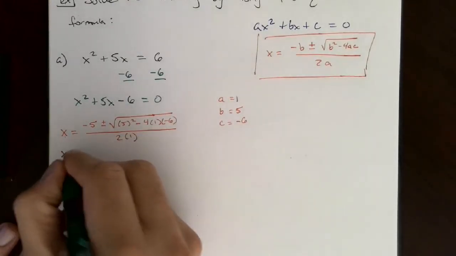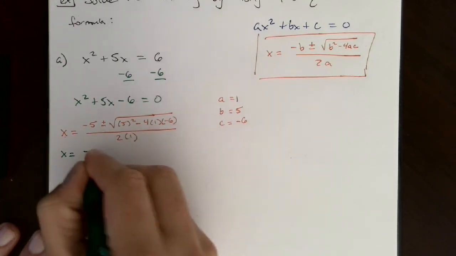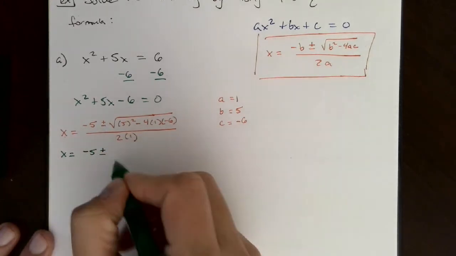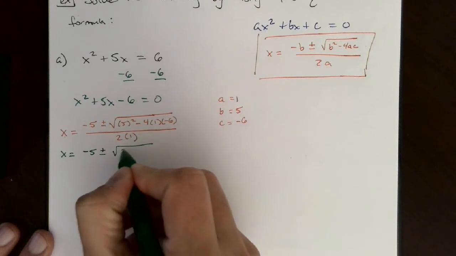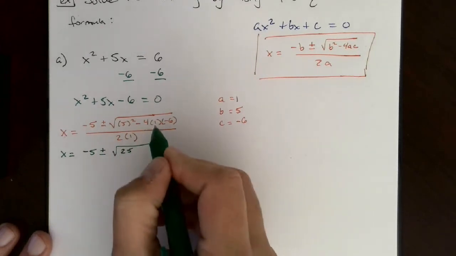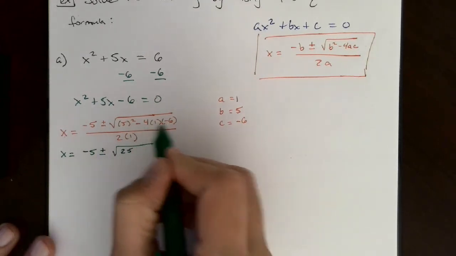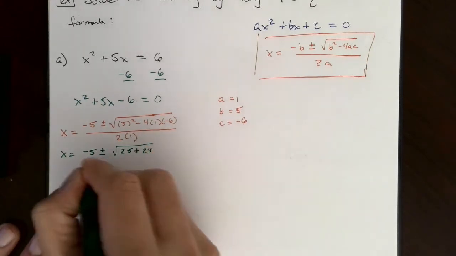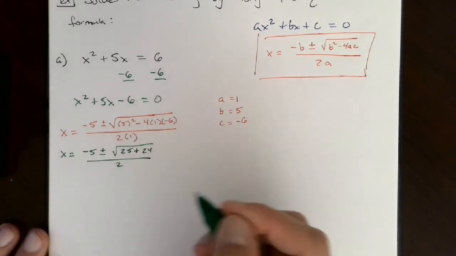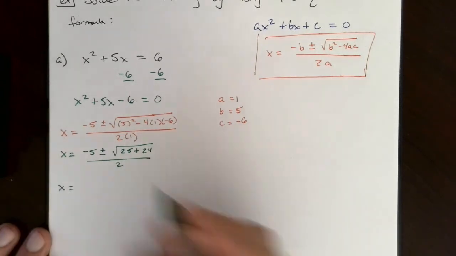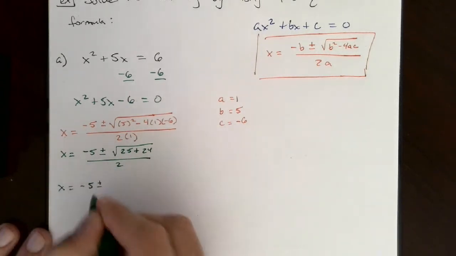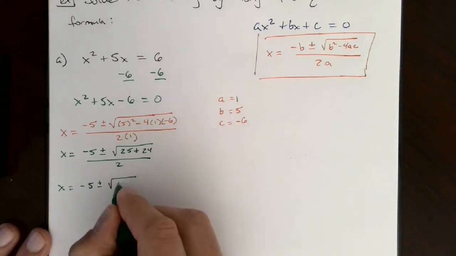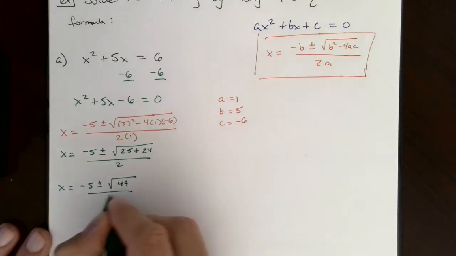So this gives us x equals, and we're just going to simplify this. We got negative 5 plus or minus the square root of 5 squared, which would be 25, minus 4 times a positive 1 times a negative 6. So a negative times a negative will make this a positive. 4 times 1 times 6 is 24. This is all over 2 times 1, which is 2. So we get x equals negative 5 plus or minus the square root of 49 all over 2.